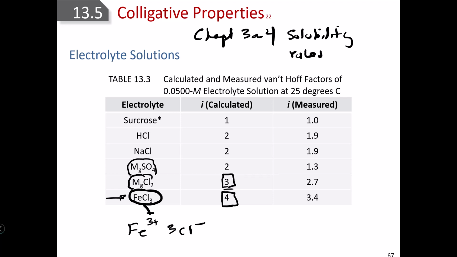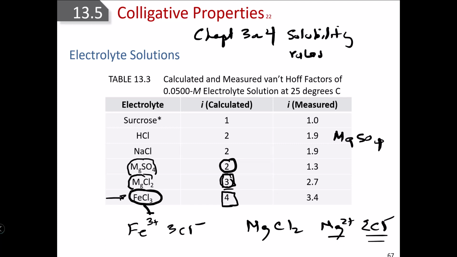So magnesium chloride, when that dissociates, you would get a magnesium 2 positive ion, and you get 2 chloride ions. So the Van't Hoff factor calculated would be 3, because that's what we get, 1 particle plus 2 more here. And then magnesium sulfate, first of all, you have to know what the chemical formula is, and then second of all, you have to know that it dissociates into a magnesium 2 positive ion and a sulfate 2 negative ion, so you get 2 for the Van't Hoff factor.